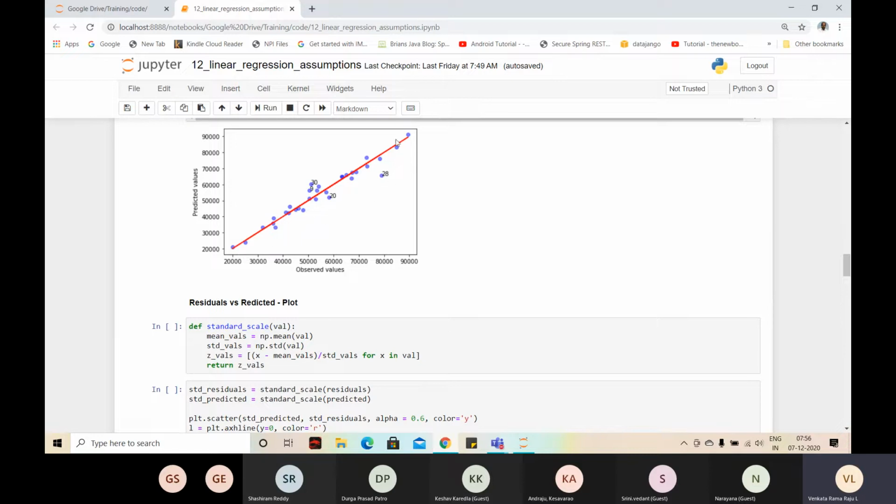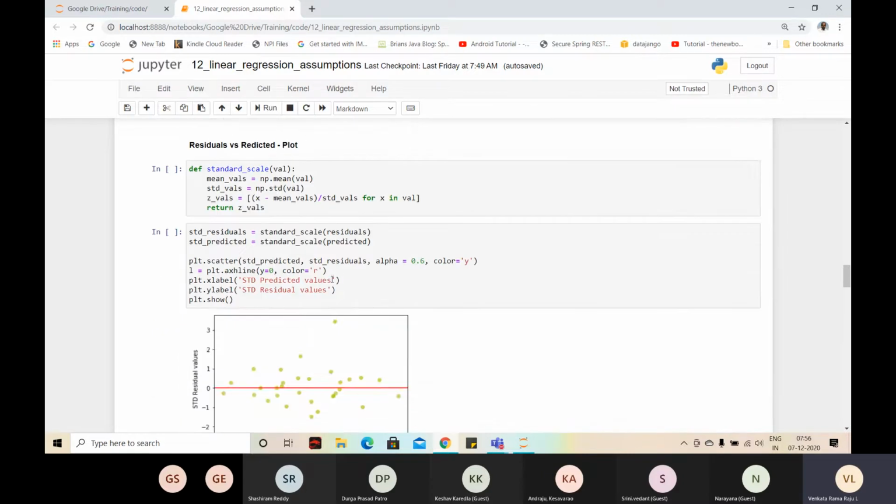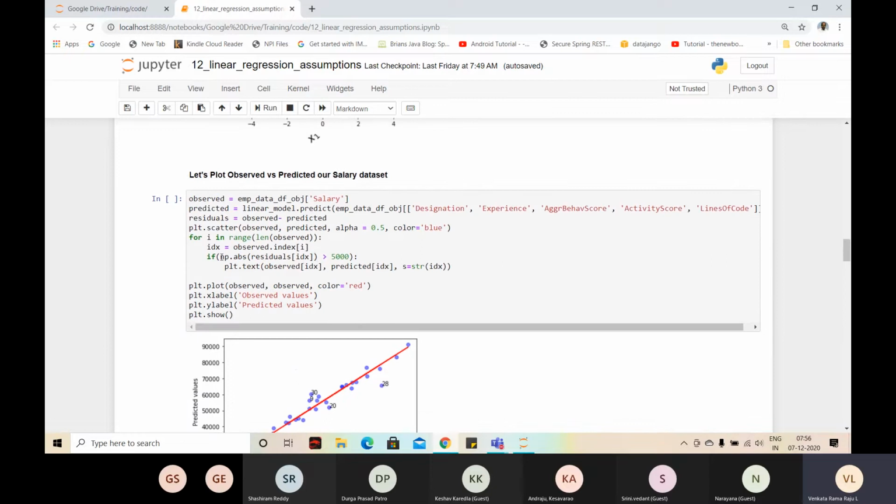So it will fall on that line. Rather, it will not fall. It will actually go the other way, far from this red line. I took some threshold there while doing this plot, and then plotted.